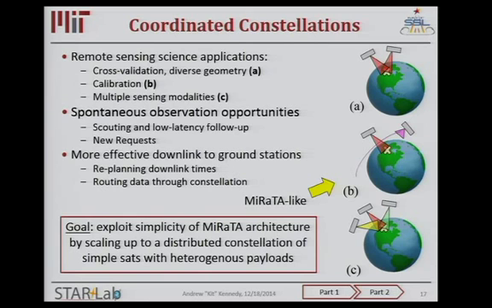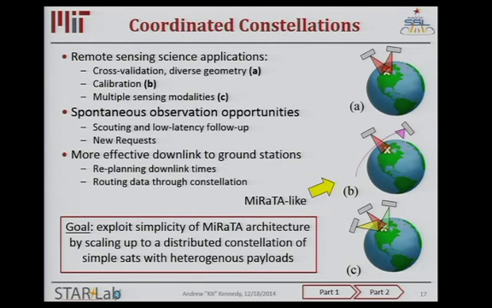Another potential benefit of constellations is spontaneous observation opportunities. If you have a spacecraft in one part of the constellation that sees an interesting event in the Earth's atmosphere, maybe a weather system of some sort, then it can notify other satellites in the constellation about this opportunity, and they can follow up immediately without having to talk to the ground. And in a constellation, you could have more effective downlink to ground stations by using it as an ad hoc network, routing data through the constellation and reducing latency by forwarding information to the CubeSat that is closest to a ground station at a certain time.